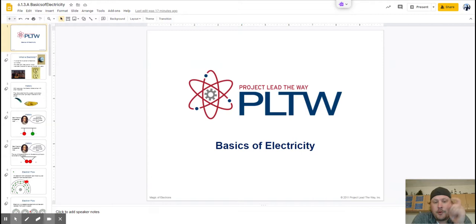Again, remember, it's a little bit different where we don't have a vocabulary ahead of time. We are just going to do it as we go along. So this is the basics of electricity, and this is going to be for today's lesson and tomorrow's lesson, where we're combining the two. So here we go. All right, so basics of electricity.